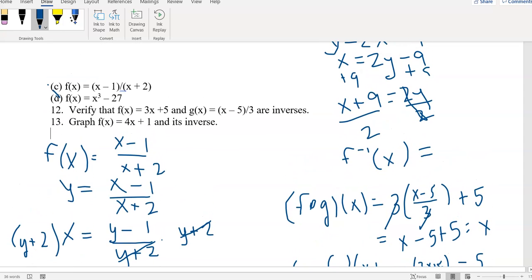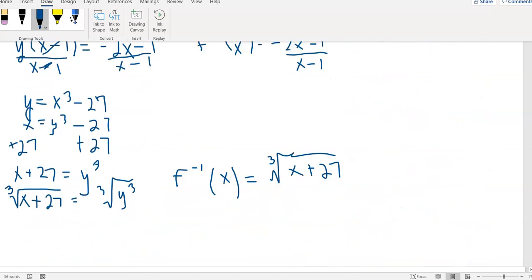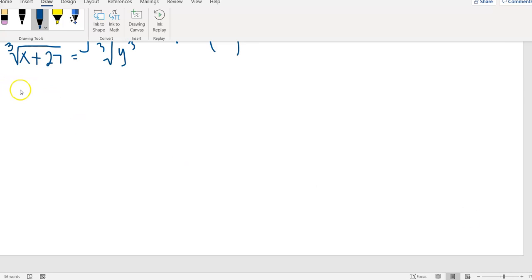All right, now let's look at this last one, number 13. Graph f of x equals 4x plus 1 and its inverse. All right, well, let's bring that down here. Y equals 4x plus 1.